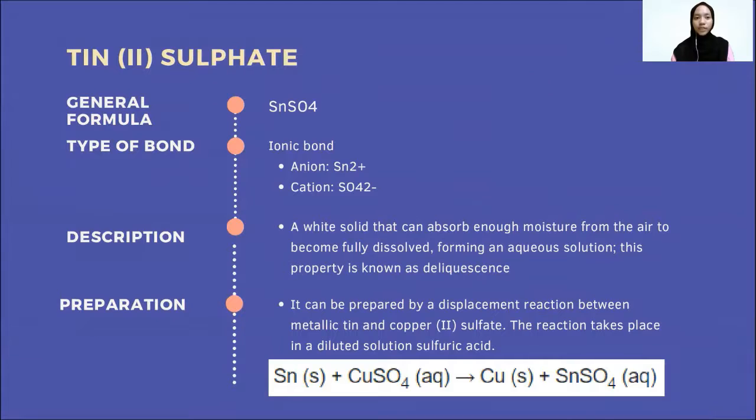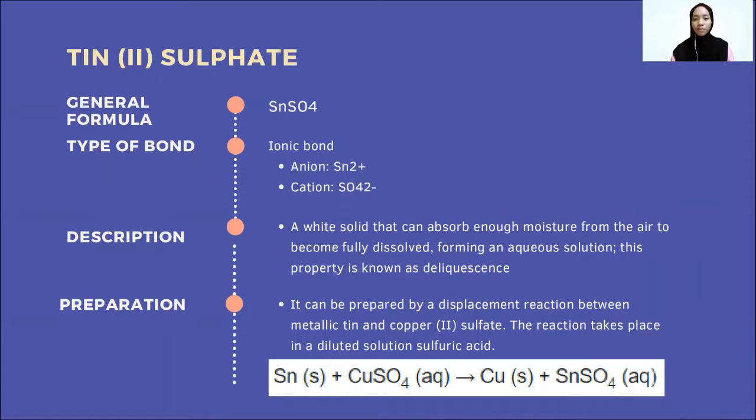The next example is tin sulfate. Tin sulfate has a general formula of SnSO4. The type of bond is ionic bond, where Sn2+ is a cation and SO4 2- is an anion. Tin sulfate is a white solid that can absorb enough moisture from the air to become fully dissolved, forming an aqueous solution. This property is known as deliquescence.